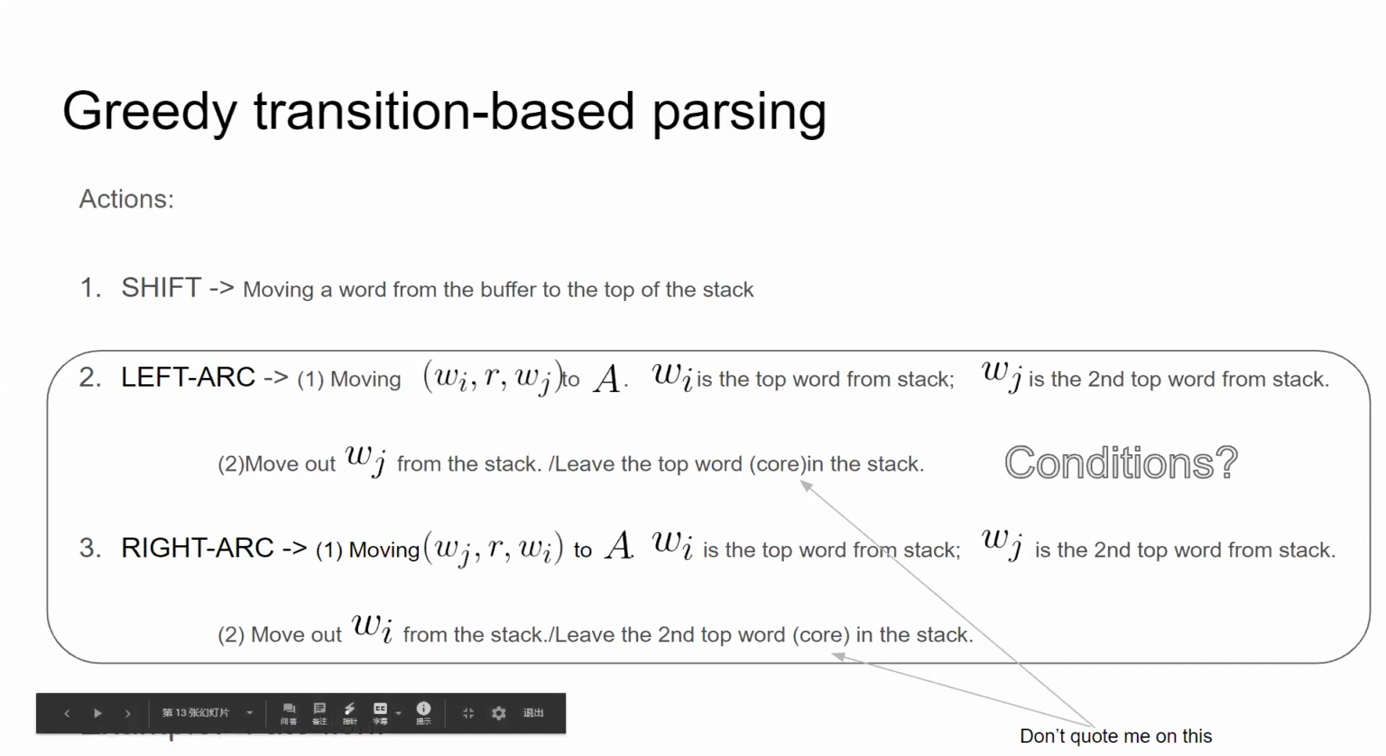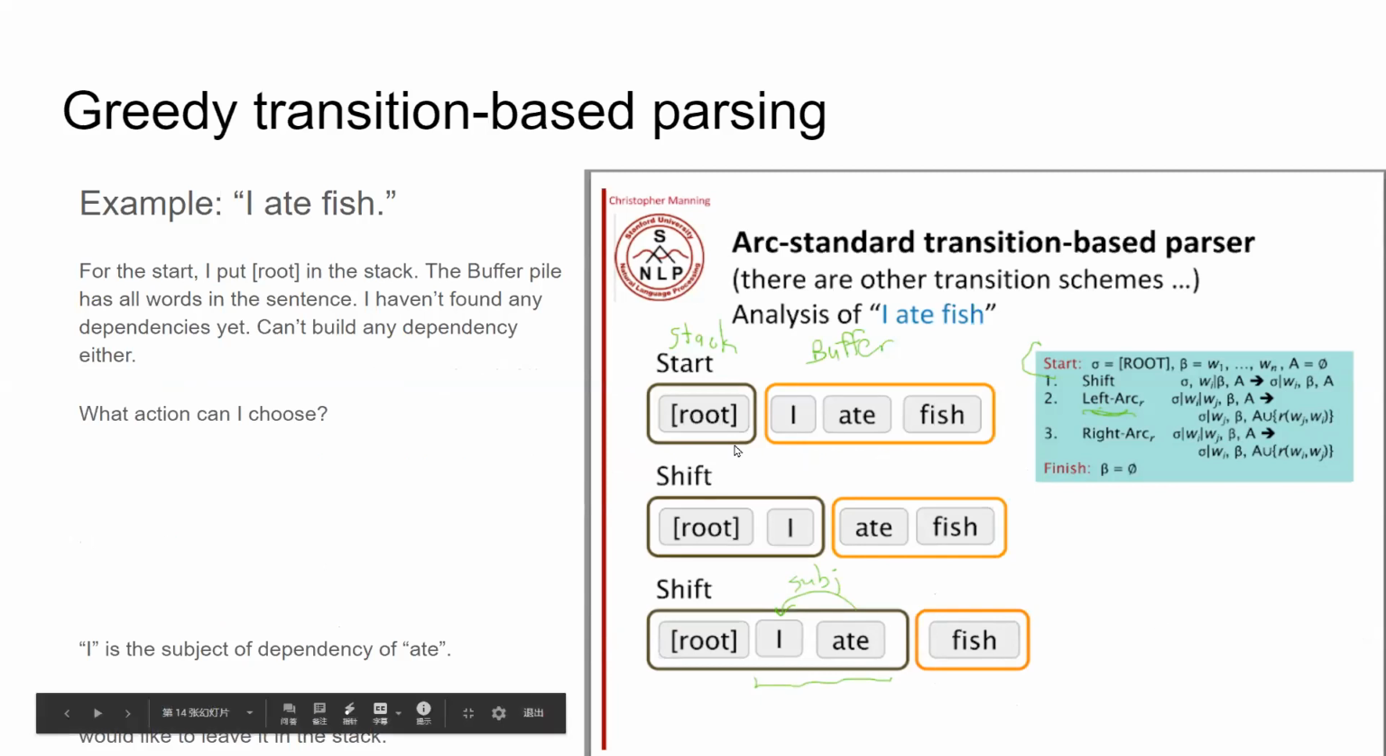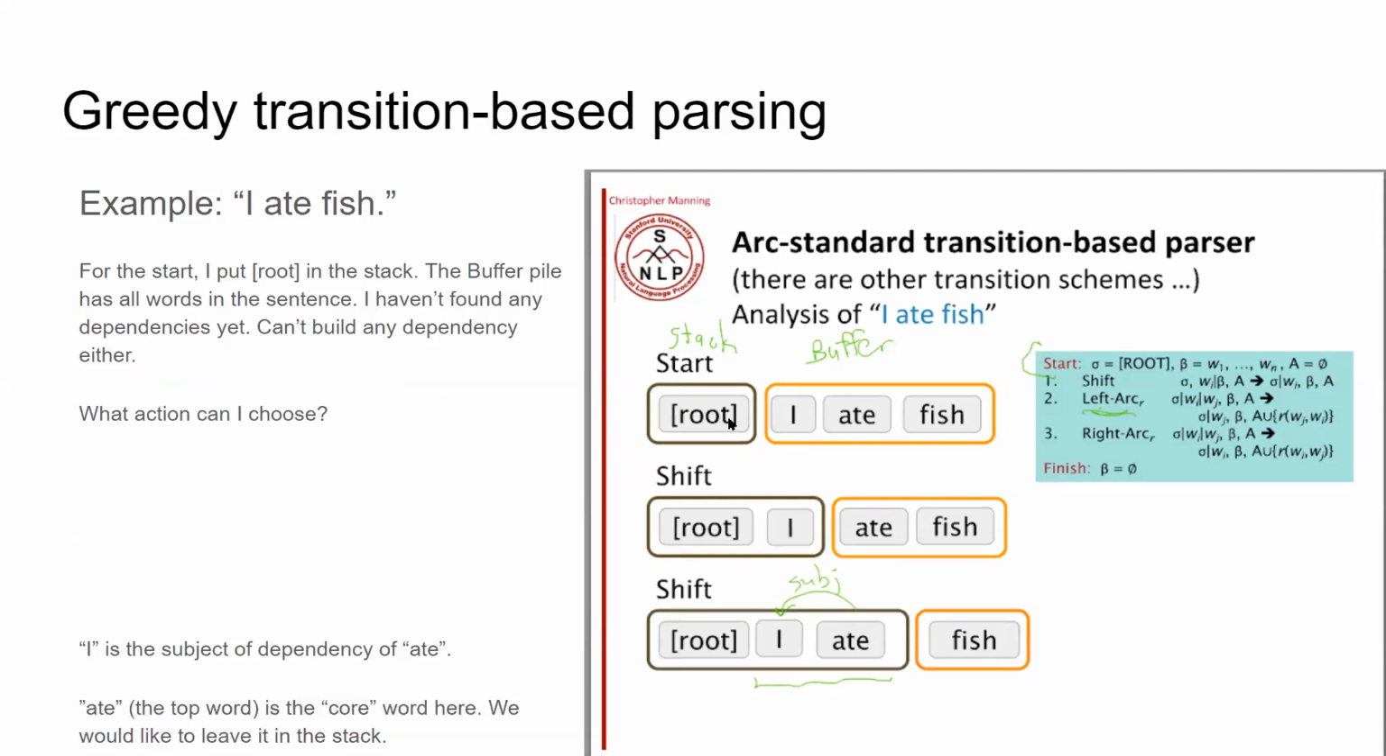I'll have an example to show you the actions. The example is a simple sentence, I ate fish. So it has 3 words, but we always put the root as the start of the sentence for this parser. So in the beginning, we only have root in the stack. Can I do any arc? No, I can't do any arcs because there's only one word, which is root, in the stack.